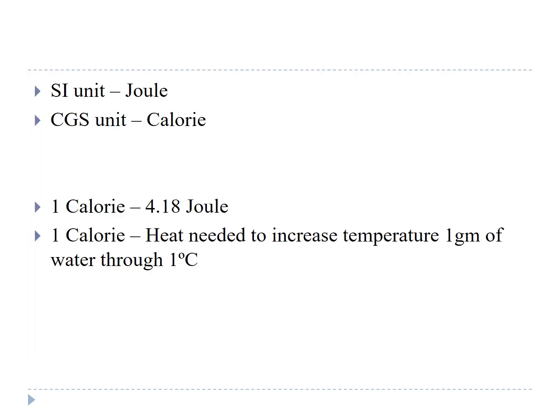The unit of heat in SI system is joule, while that in CGS unit is calorie. 1 calorie is equivalent to 4.18 joule. 1 calorie heat is the heat needed to increase the temperature of 1 gram of water through 1 degree Celsius.